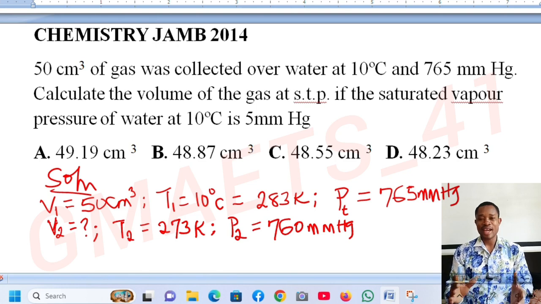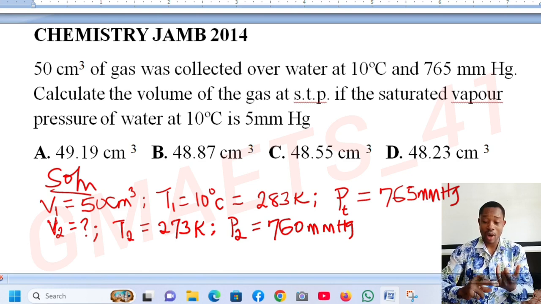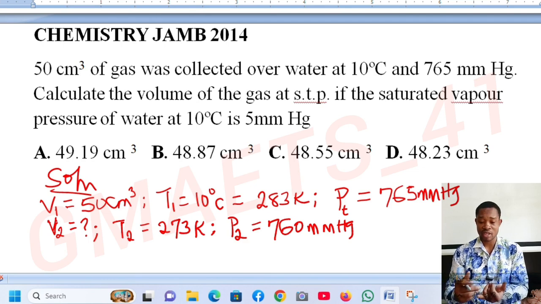Now, if you look at the data given to us, we know the initial volume V1 of the gas is 50 cubic centimeter when it was collected over water. The initial temperature is 10 degrees centigrade, which we converted and got 283 Kelvin, of course, by adding 273 to the 10. That pressure, 760 millimeter of mercury given, please, dear student, take note.